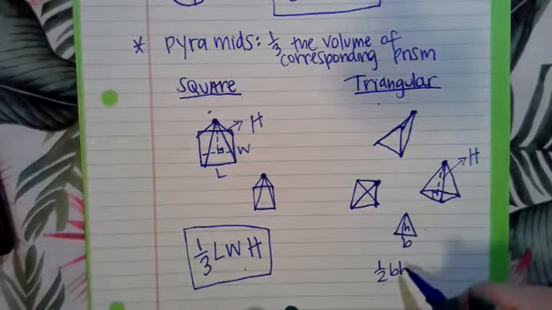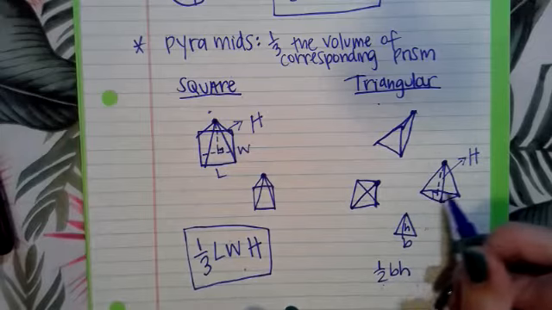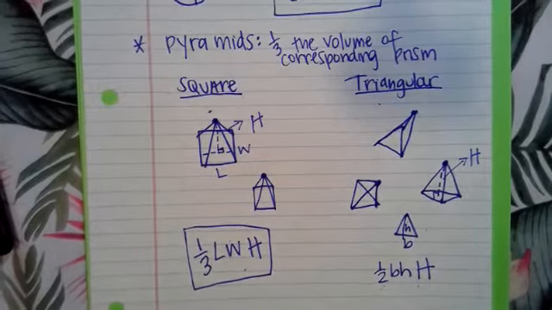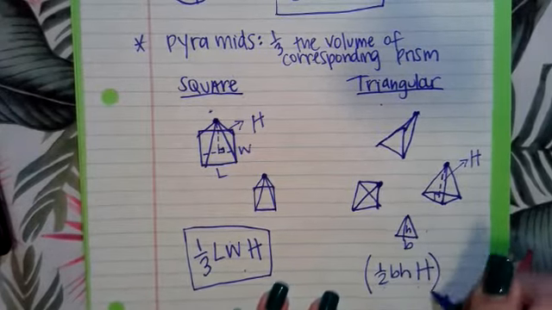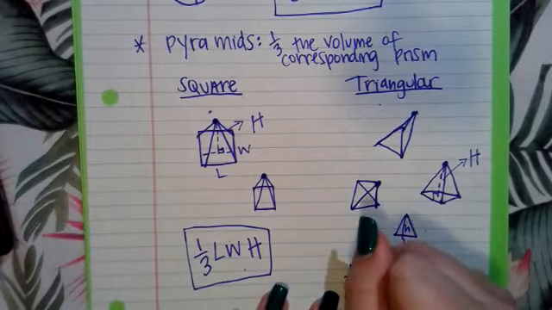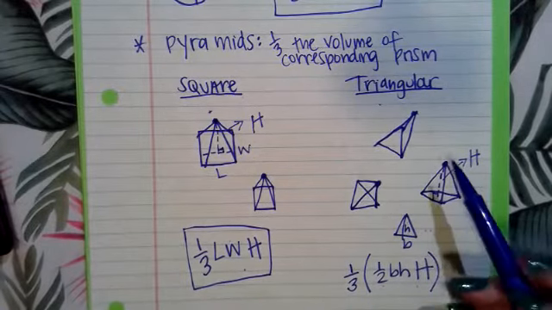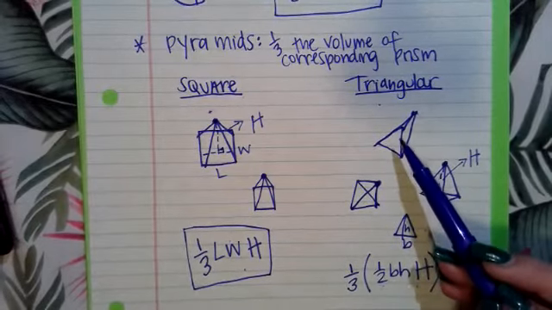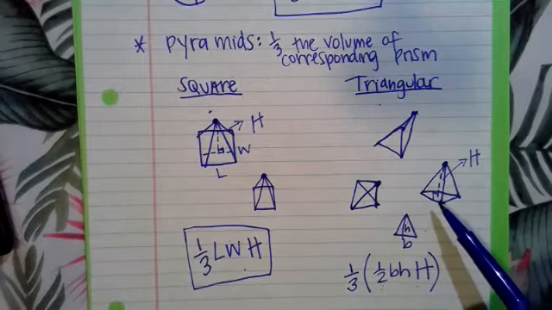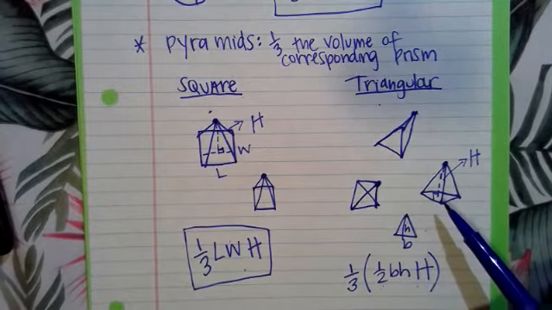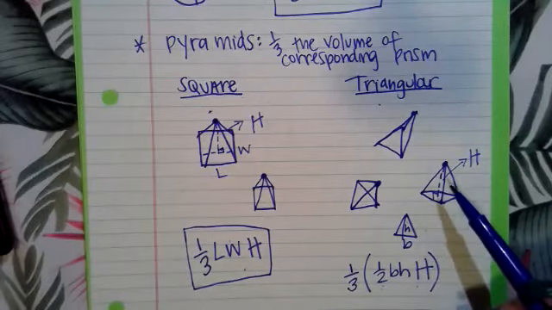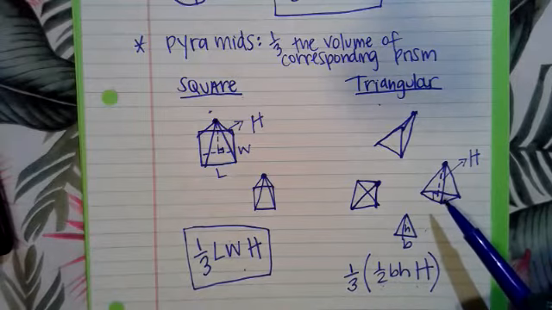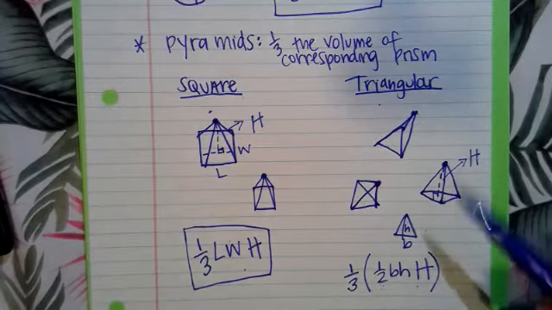So the area of the base shape, the area of the bottom triangle, times the height, capital H, the height of the pyramid. But we're also going to take 1/3 of it. The reason we do this is that if I had a triangular prism with the same base triangle as this pyramid and I found the volume, and then I found the volume of this particular pyramid, the pyramid's volume is 1/3 of the prism.